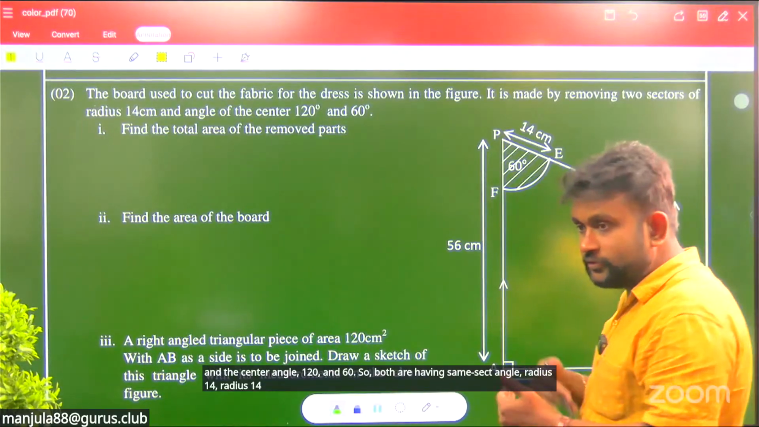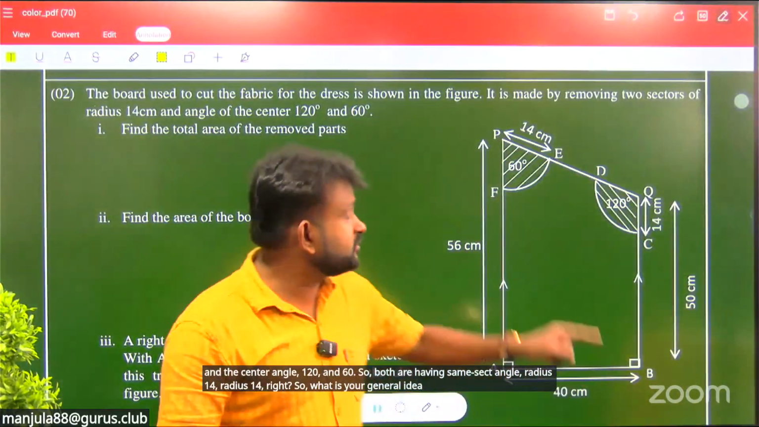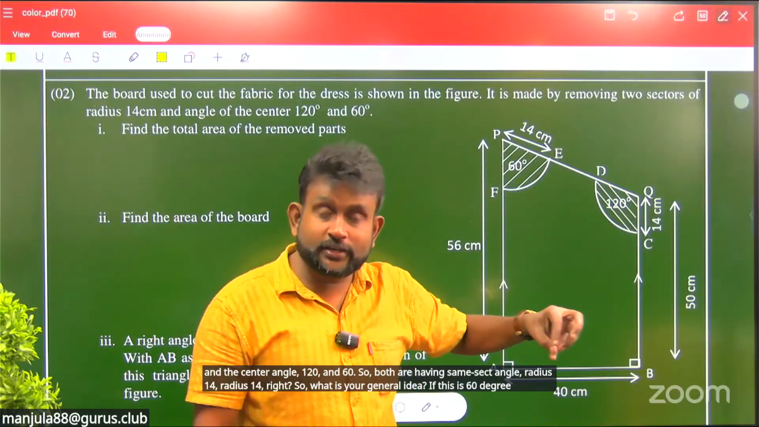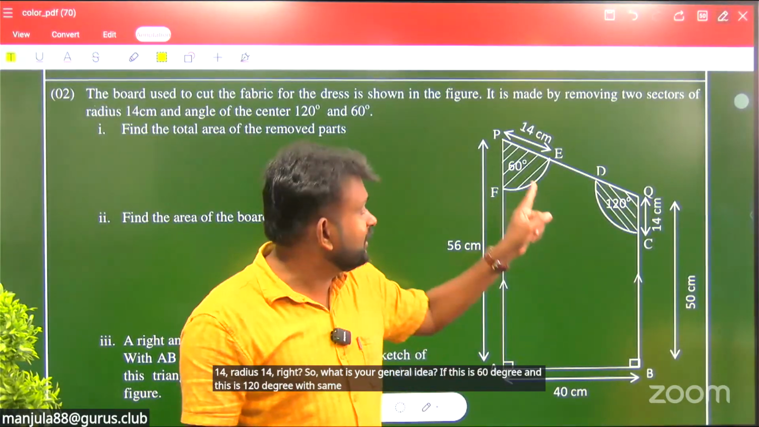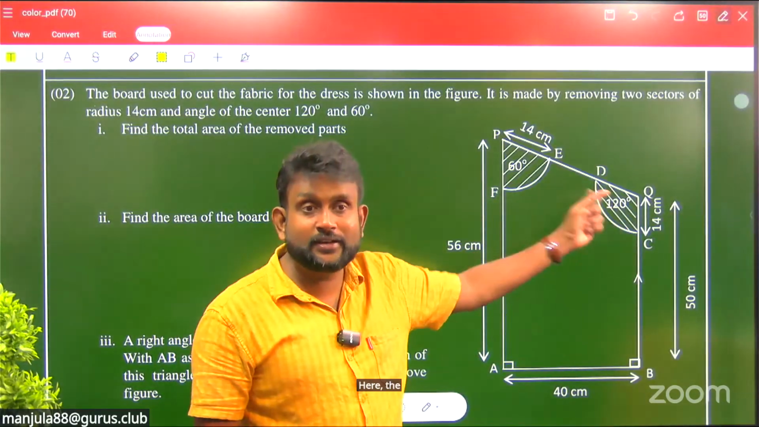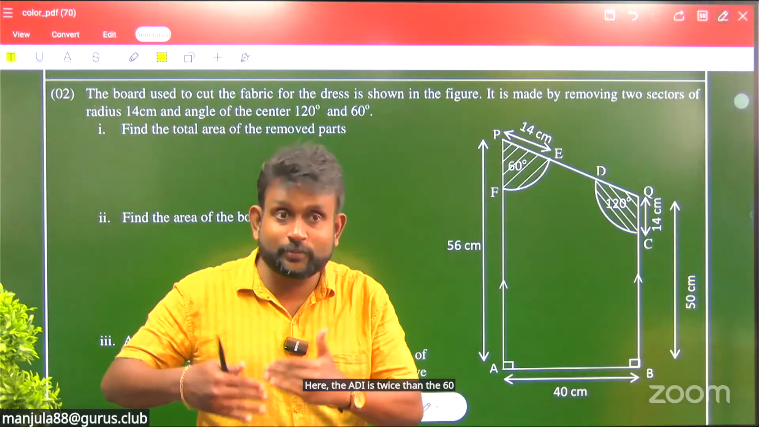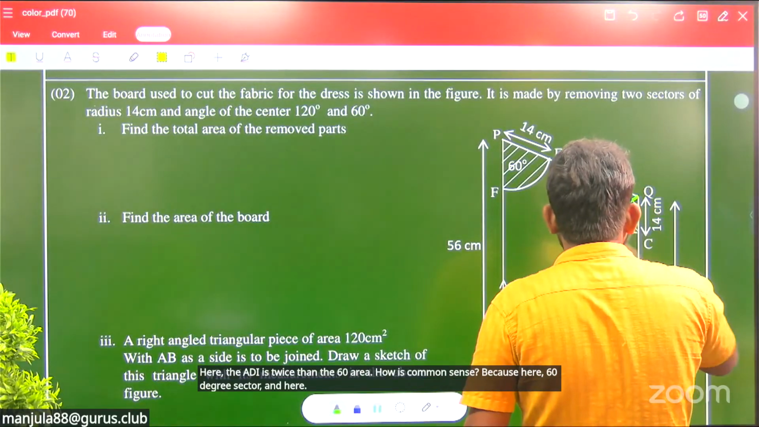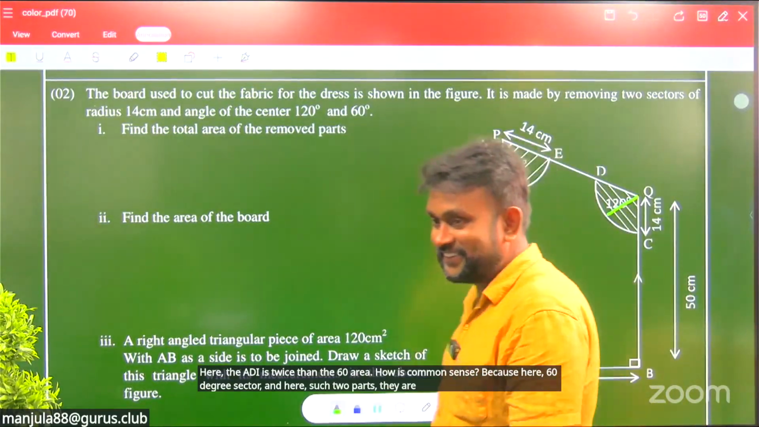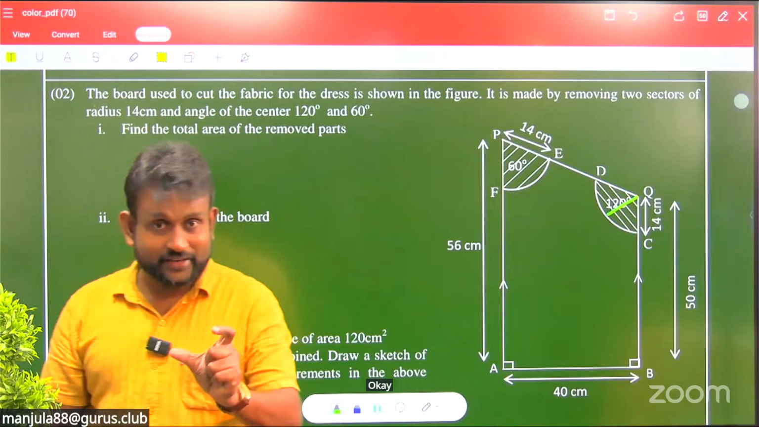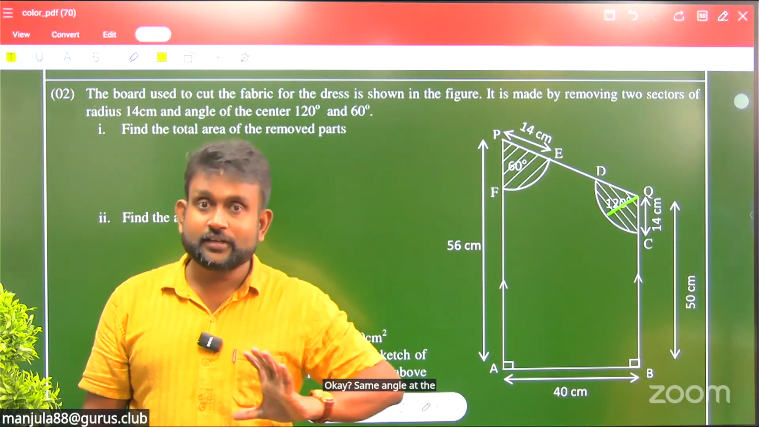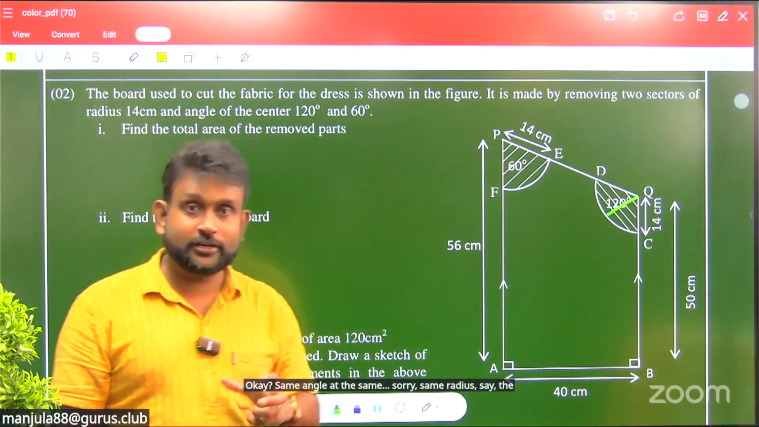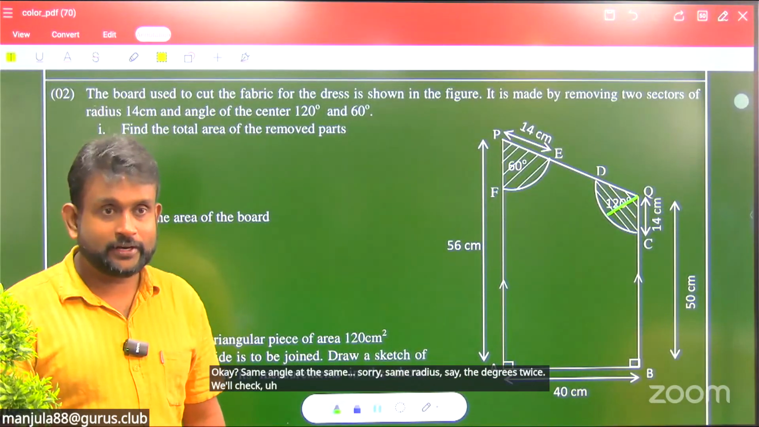Right. So what is your general idea? If this is 60 degrees and this is 120 degrees with the same radius, it means here the area is twice the 60-degree area. Have this common sense, because here is the 60-degree sector and here is the 120-degree sector, so it is two times. Same radius, the angle is twice. We'll check how the answer is taken.